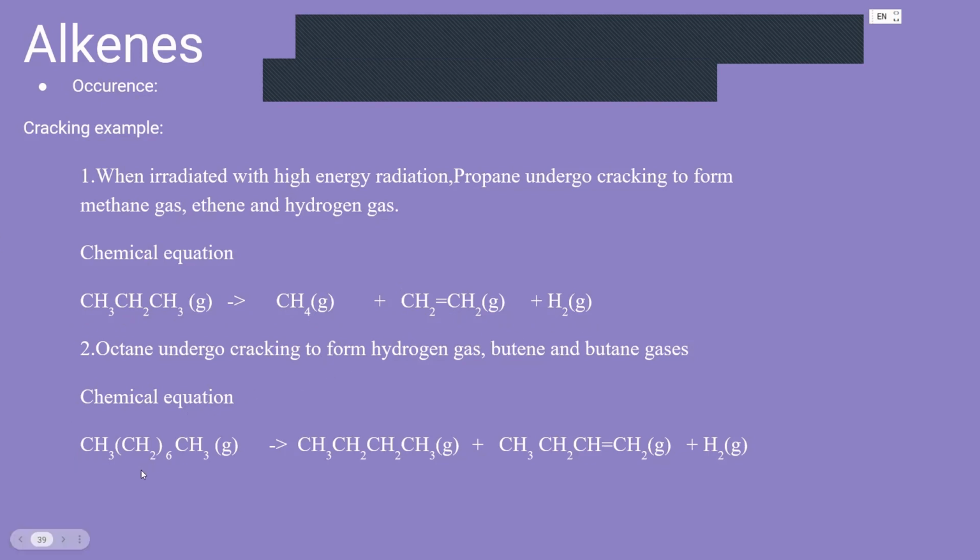So the next question is octane undergoes cracking to form hydrogen gas, butane, and butene gases. So in this case, again, the chemical equation is all balanced. So all we have to do is draw out or write out the chemical formulas, and we will have completed our questions.